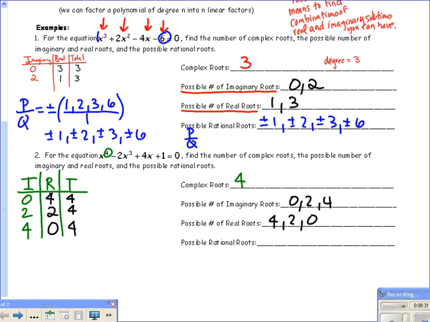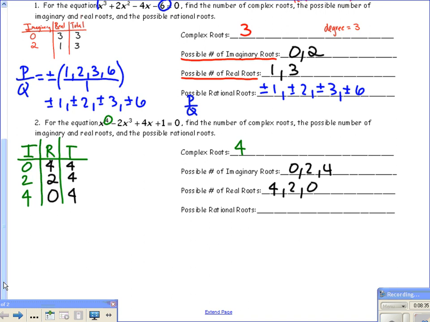So now we need the possible rational roots. So that's, again, my p over q. My p in this case would be my constant, which is 1, and my leading coefficient is my q, which is 1. So plus or minus 1 over 1 is just plus or minus 1. And that would be my answer.